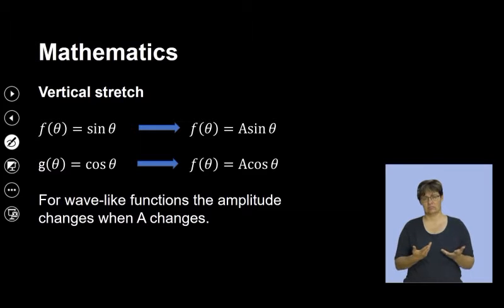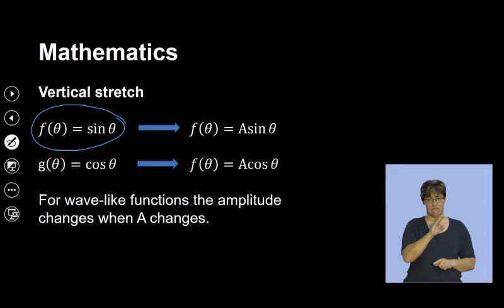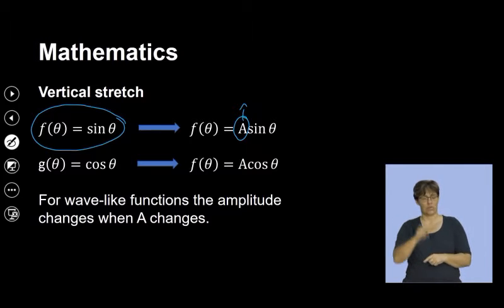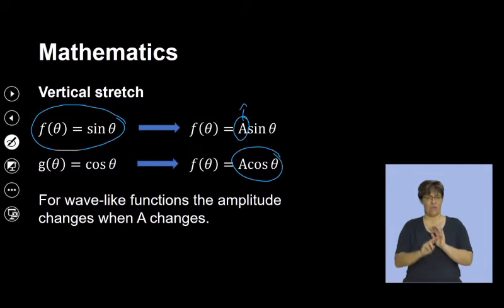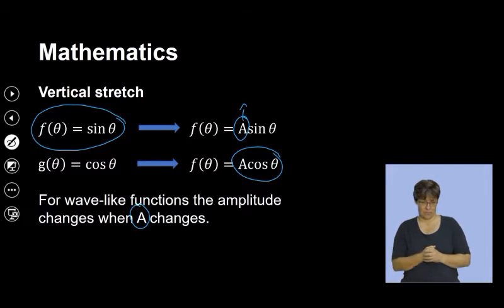With a vertical stretch, you can see that to move from f of x equals sine of theta to f of x equals a sine of theta, the a represents a vertical stretch. Similarly with the cos graph, the a represents the vertical stretch. For wave-like functions, the amplitude normally changes when the value of a changes. But I want you to remember something about a.